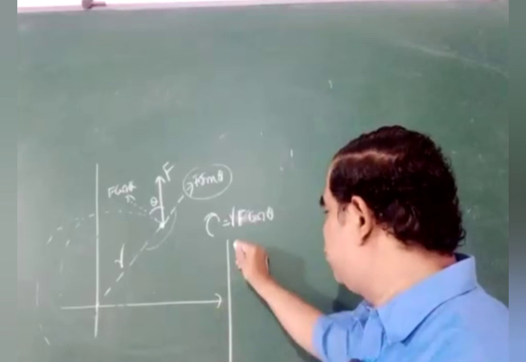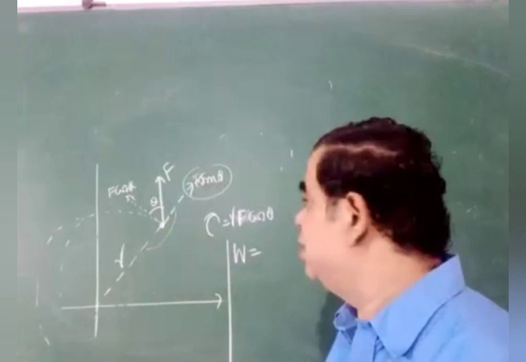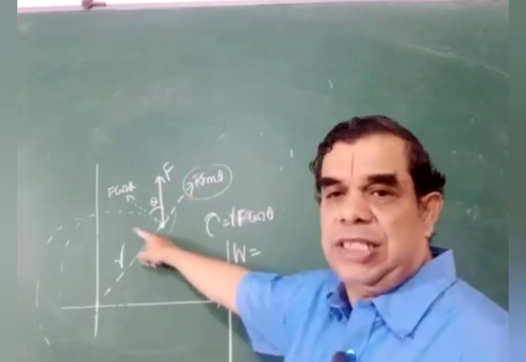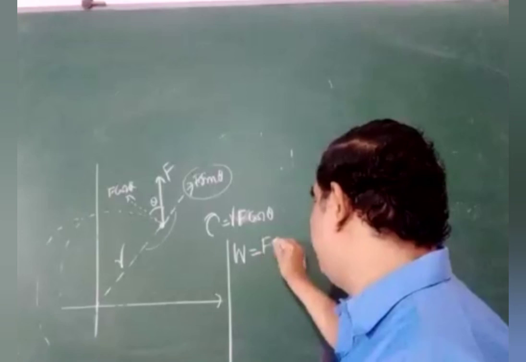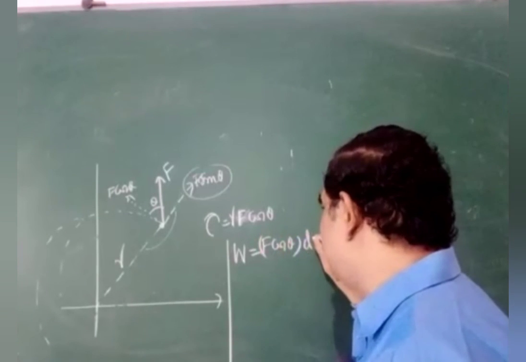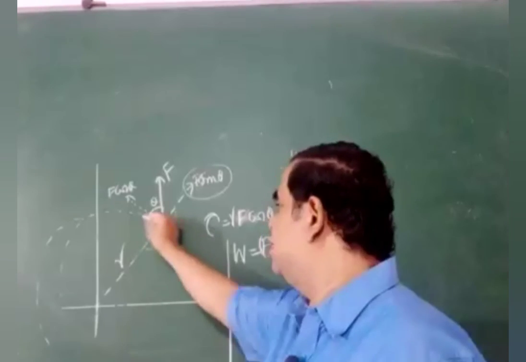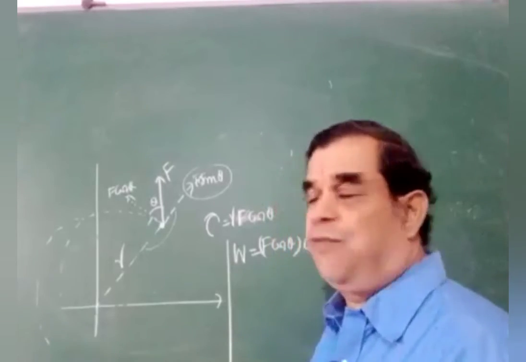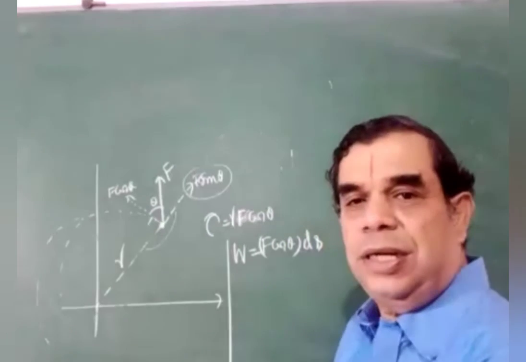Now we start with the work done formula. W for this. This will not do any work because displacement is this way. So what I have to do? F cos theta into say ds, displacement in this direction. F cos theta is tangential, F cos theta into ds. Got the point?